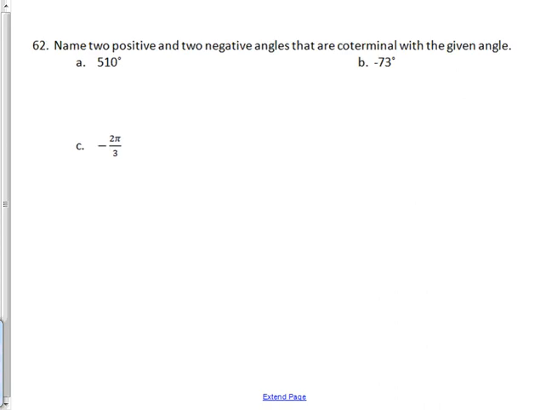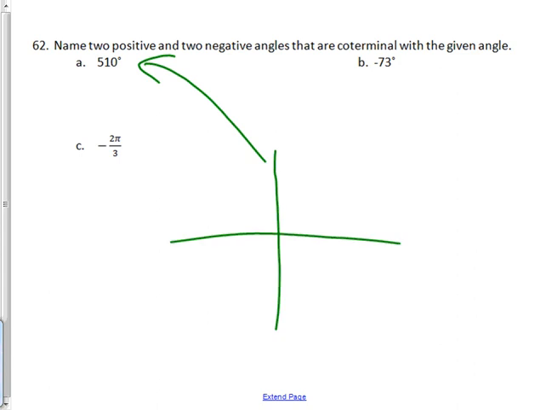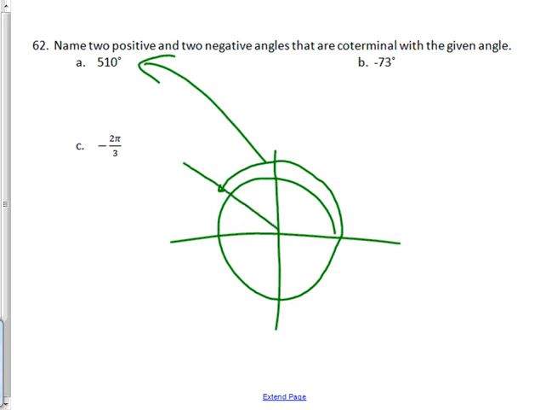Name two positive and two negative angles that are coterminal with the given angle. Coterminal means in the exact same spot. So if I was talking 510 and I draw my 510 degree angle, would you agree that'd be 360, and I keep going to get 510, right? This would be 480, and 510 goes down here. It stops there somewhere.